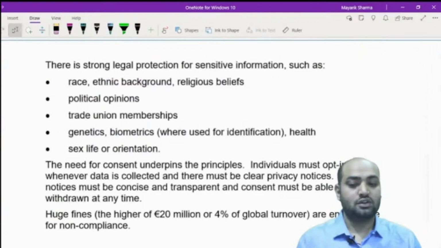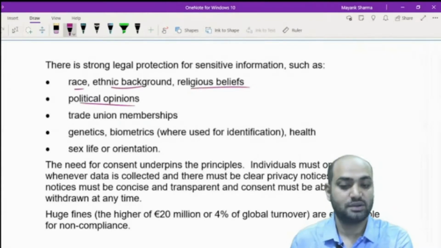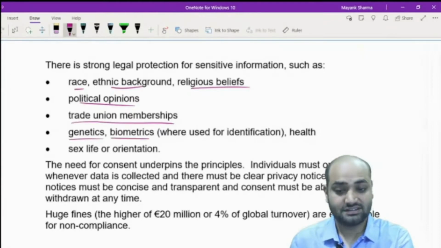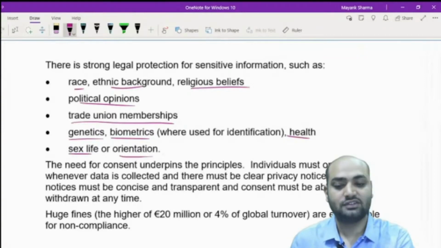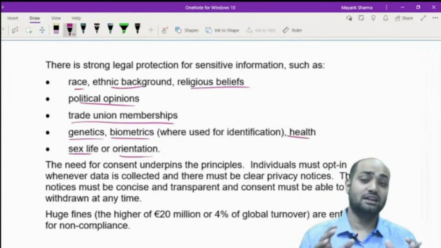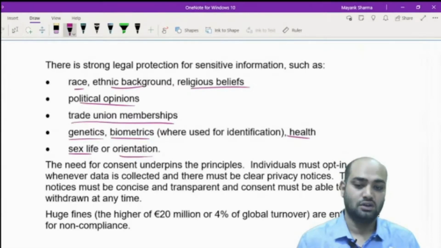There's a strong legal protection for sensitive information such as race, ethnic background, religious beliefs, political opinions, trade union memberships, genetics, biometrics, health, sexual life and orientation. These kind of data should not be kept without any purpose, and there should be strict legal protection, strong legal protection of this kind of data.